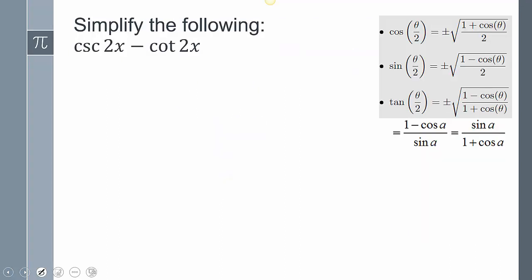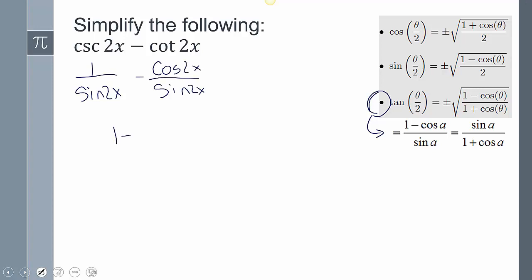Let's look at an identity here. So it's asking us to simplify cosecant of 2x minus cotangent of 2x. Now, if I were to take this tangent of theta over 2 and simplify it further, it also simplifies into that statement there. So in trying to simplify this, I can turn this into 1 over sine of 2x minus, this looks like cosine of 2x over sine of 2x. So those combine together into 1 minus cosine of 2x over sine of 2x.